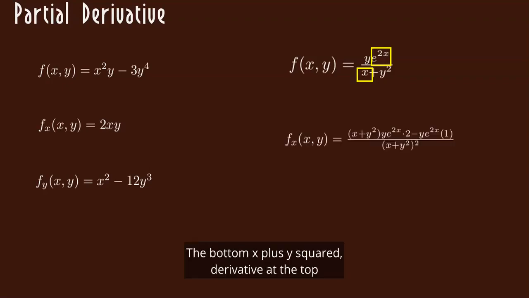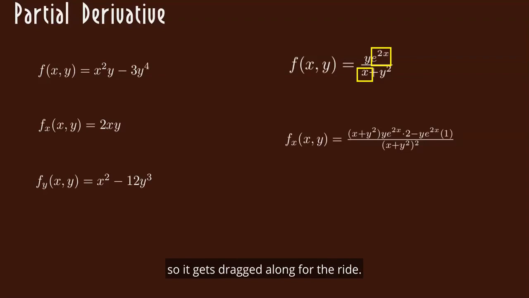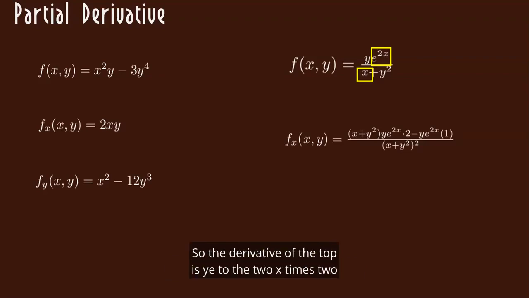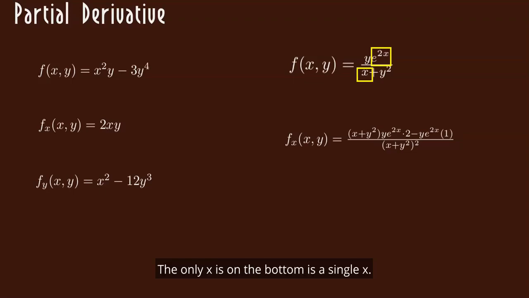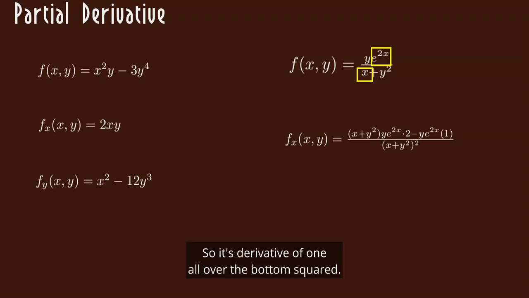So let's see what we get. The bottom, x plus y squared. Derivative of the top, well, y is just a constant, so it gets dragged along for the ride. So the derivative of the top is y e to the 2x times 2 because of the chain rule, minus the top times the derivative of the bottom. The only x on the bottom is a single x, so its derivative is 1, all over the bottom squared.